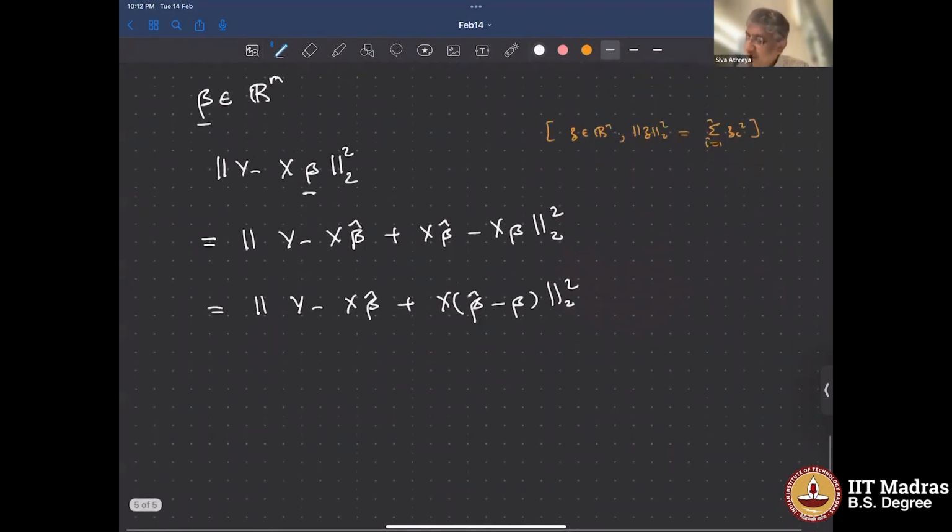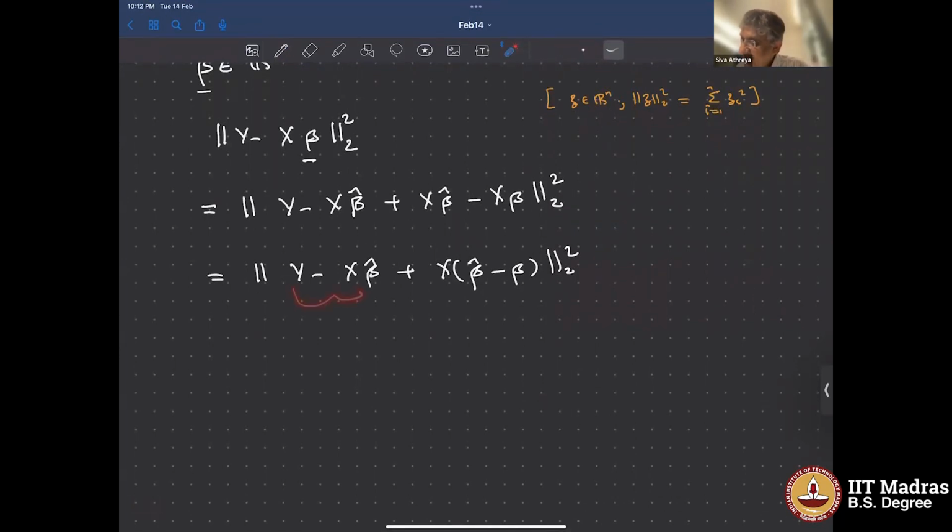Now I have two vectors: Y minus X beta hat, and X times beta hat minus beta, which I'm trying to gauge how large it can be. So now let's do a linear algebra trick. I take two vectors, say Z and W in R^n. The squared norm of Z plus W is the summation from i equals 1 to n of (z_i plus w_i) whole squared.